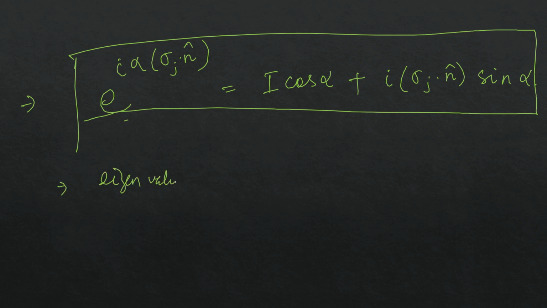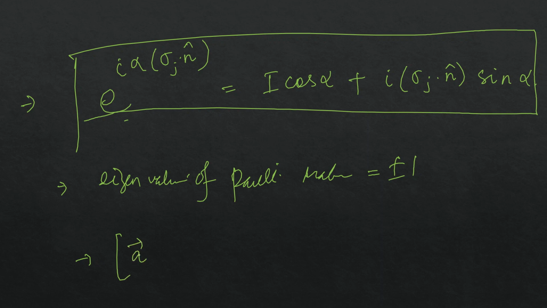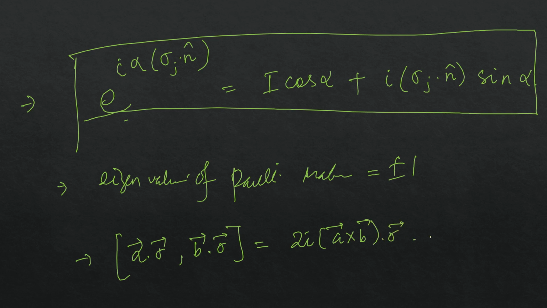Eigenvalues of Pauli matrices are plus or minus 1. Okay. Now the commutator of A dot sigma and B dot sigma is 2i A cross B dot sigma. Okay. Properties of spin matrices.